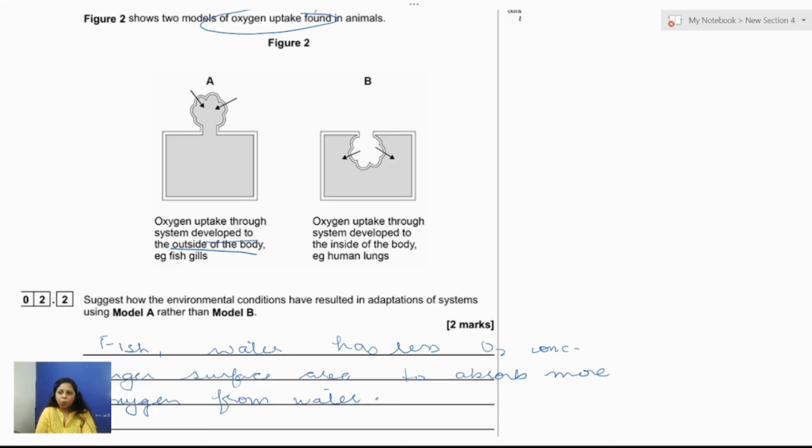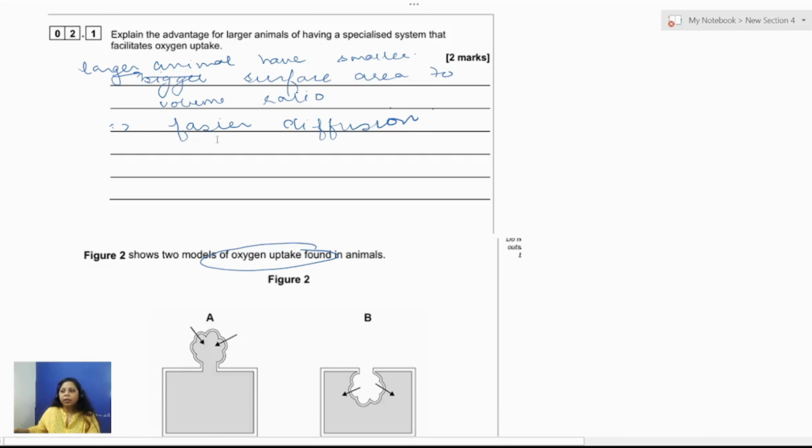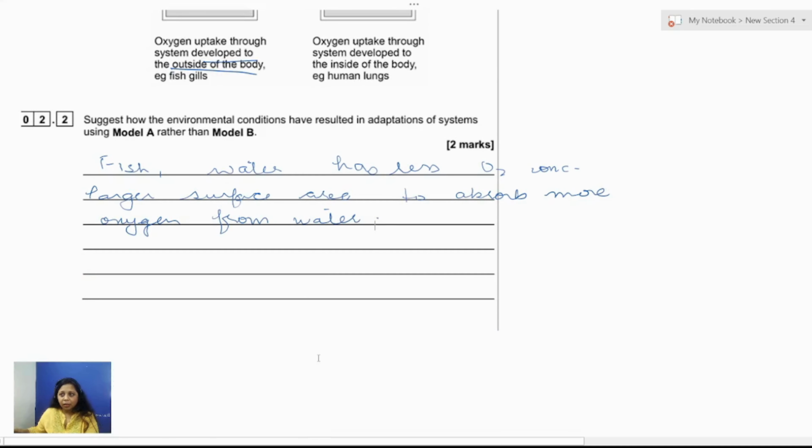First thing we have mentioned is the water, the concentration. Second thing we have mentioned is the surface area. Now we have said that there would be faster diffusion when the distance is, sorry, when the distance is shorter. Okay, distance is shorter, so there would be better diffusion.